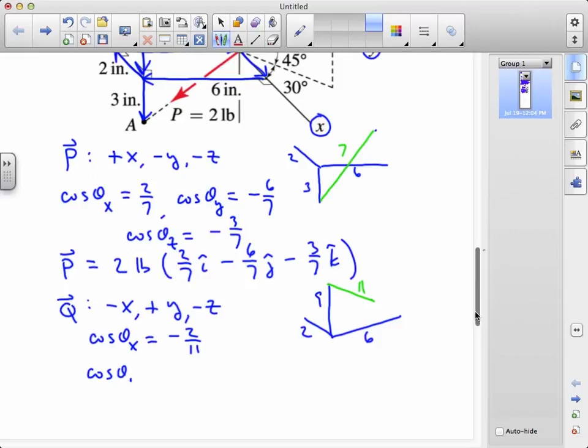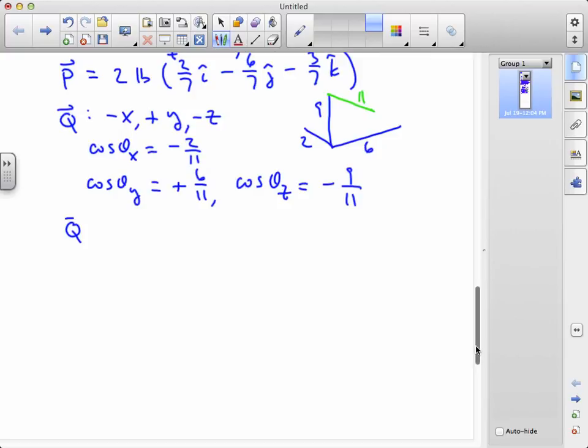Cosine of theta y is 6 over 11, and cosine theta z is minus 9 over 11. And that gives us an expression for Q, which is 3 pounds on the unit vector defined by those direction cosines: minus 2 over 11 in I, plus 6 over 11 in J, and minus 9 over 11 in K.